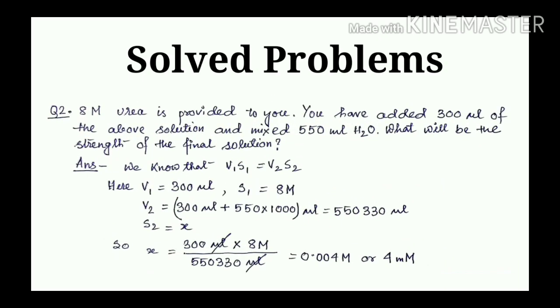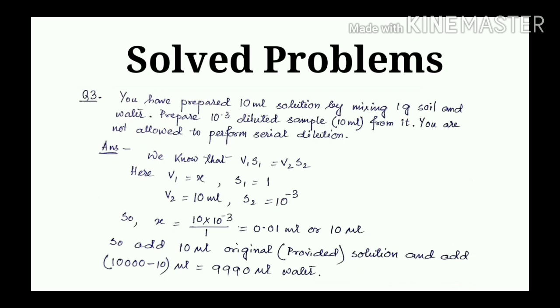In problem number 2, I have calculated the strength of the urea solution using the V1S1 equals V2S2 formula. You can pause the video to watch how I solved this problem. In problem number 3, I have diluted a solution and the strength of the final solution is 10 to the power minus 3. But I have diluted it directly. You can also dilute it serially as I have described earlier in this video.